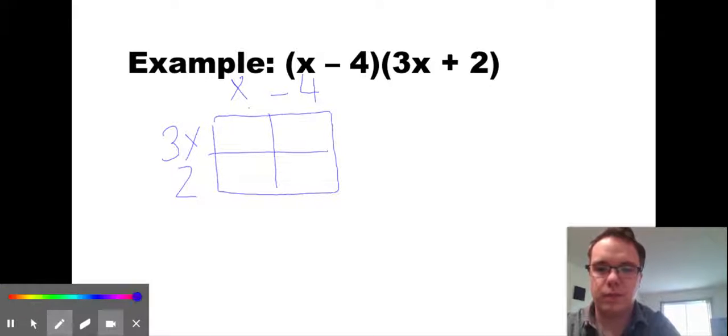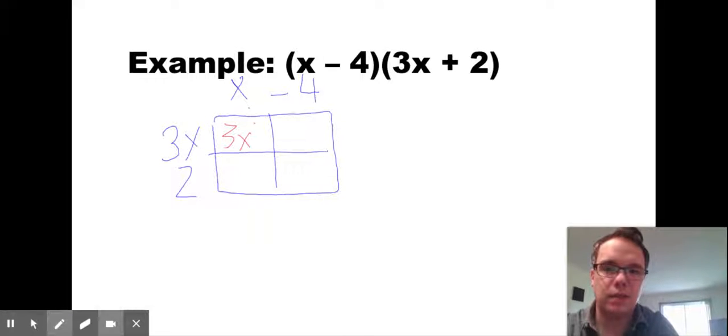So I'm going to take the side of the box times the top of the box. So 3x times x would be 3x squared, because remember there's a hidden 1 here and a hidden 1 here, and 1 plus 1 is 2. So 3x times negative 4 is negative 12x. 2 times x is 2x. And 2 times negative 4 is negative 8.